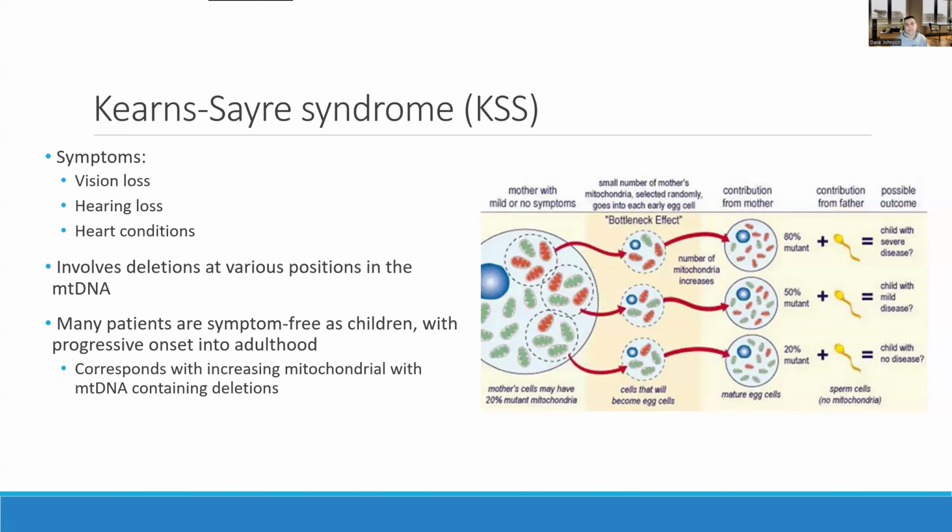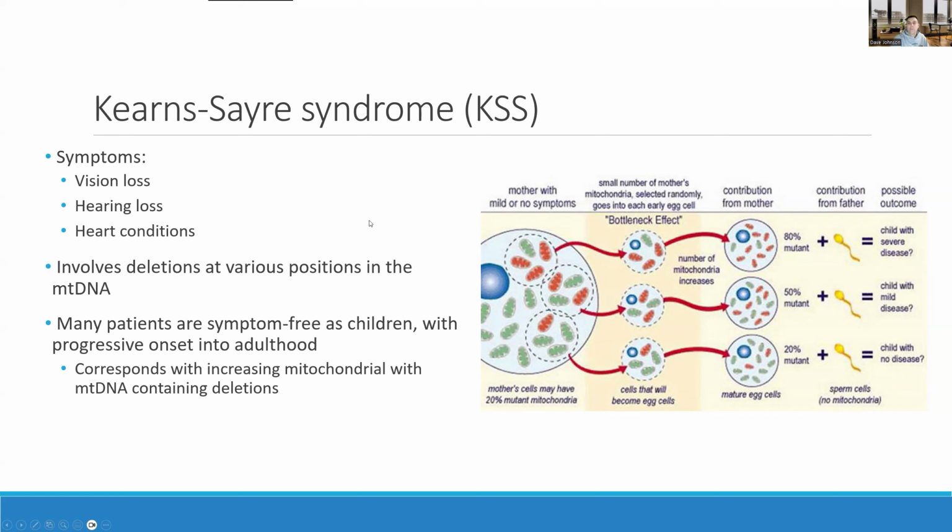And then the last one we'll talk about is something called Kearns-Sayre syndrome, abbreviated KSS. Symptoms of this include vision loss, hearing loss, and heart conditions. And what we've noted is that this involves deletions at various positions in the mitochondrial DNA. What's interesting is many patients who have this are symptom-free as children, but as they get older, they see more and more of the problems associated with this. Essentially, as they age, we see increasing numbers of mitochondria with the deletions in their mitochondrial DNA. And as more and more of these accumulate, the symptoms get worse and worse.